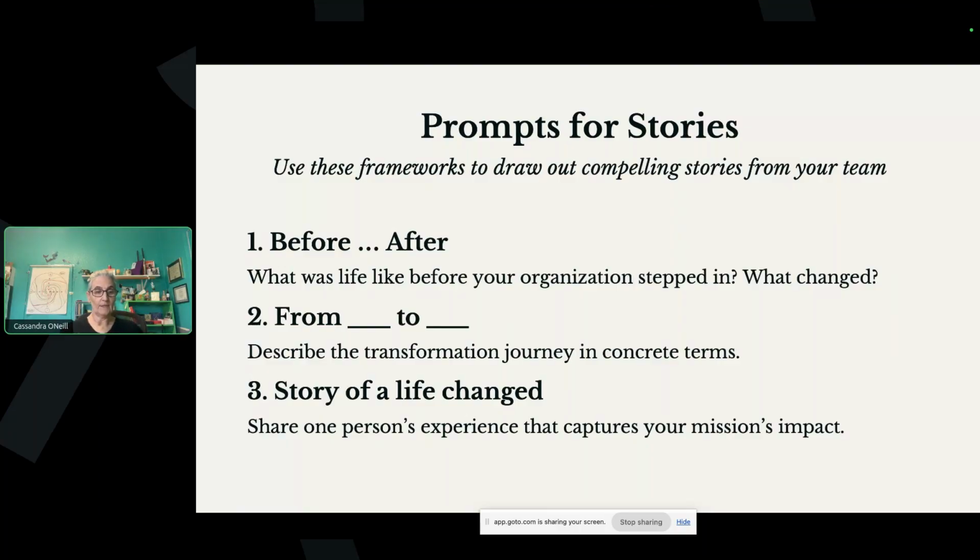So another prompt is from blank to blank. So again, it doesn't have to be really complicated. I think about cleaning your office. It goes from cluttered and disorganized to organized. So this one is similar to the first prompt, but again, it is getting at the results.